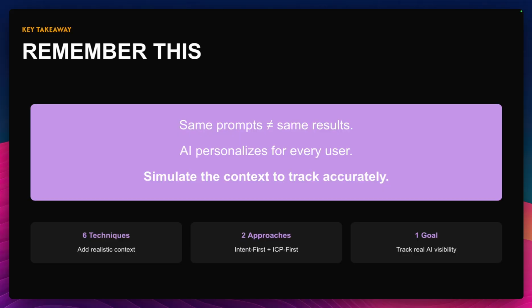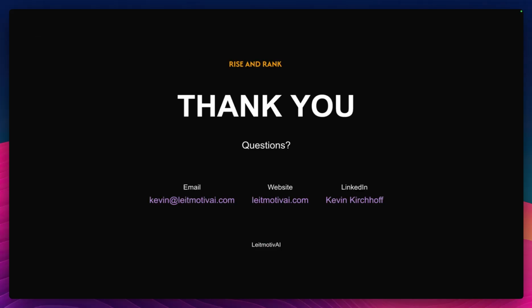Yeah, and the key takeaway from today should be that even with the same prompts, you won't get the same results. And that AI personalizes for every user, and you should simulate the context technically. And in the slides, we have these six techniques with 2 different approaches and ongoing. And the goal is to track real AI visibility. That's it.